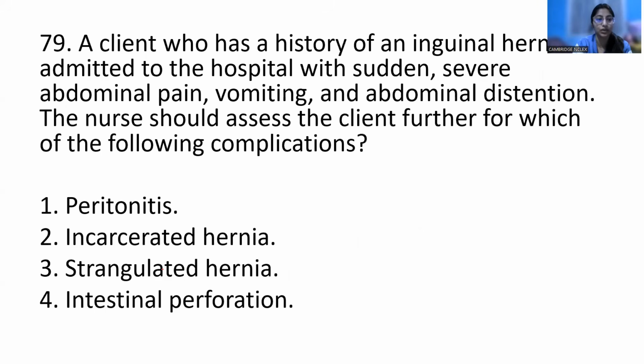Now, let's look at the next question. A patient with a history of an inguinal hernia is admitted to the hospital with sudden, severe abdominal pain, vomiting, and abdominal distension. The nurse should further assess the patient for which of the following complications. So here, the patient has a history of an inguinal hernia. So first, we need to look at what an inguinal hernia is. Now, the second thing mentioned here is that the patient was admitted because of symptoms like sudden, severe abdominal pain, vomiting, and abdominal distension.